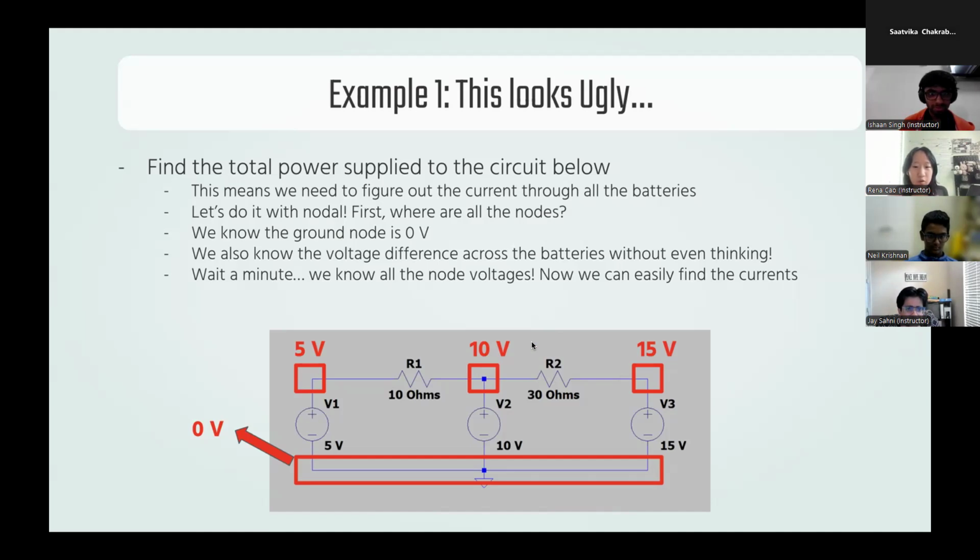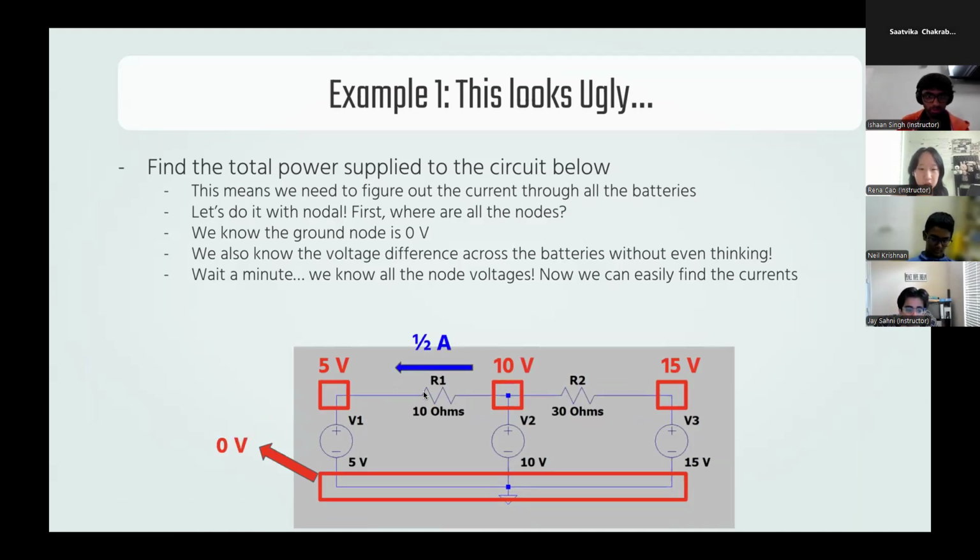Remember, current goes from high to low potential. So from the bigger number to the lower number. So it would go towards the left. Okay. Yeah. So we have 1/2 amps over there and then 1/6 amps.